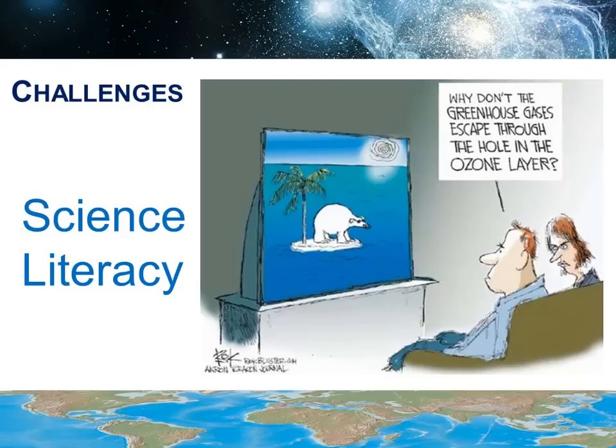According to the National Science Board, biennial reports, science literacy in the United States and other countries is relatively low. So the National Science Board puts out a biennial report. It comes out every 2 years, and one of the things they always look at is public understanding of science and science literacy.